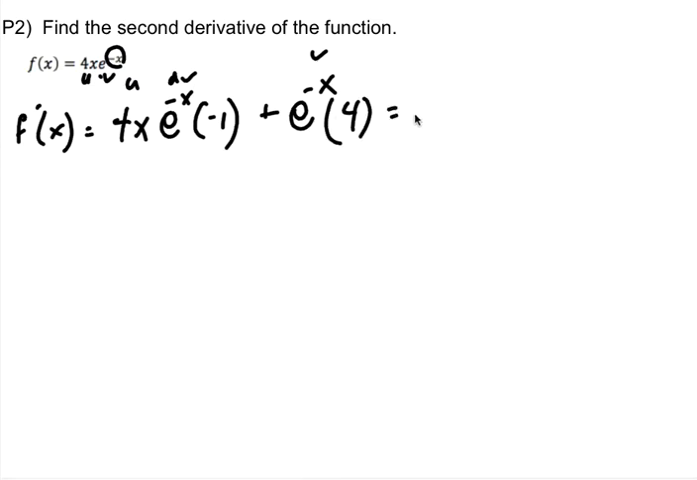So when I clean this up, I seem to get a negative 4x e to the negative x plus a 4 e to the negative x. So that's my first derivative. When I go to differentiate again, now there are some options here. You will see some people that would choose to factor this.